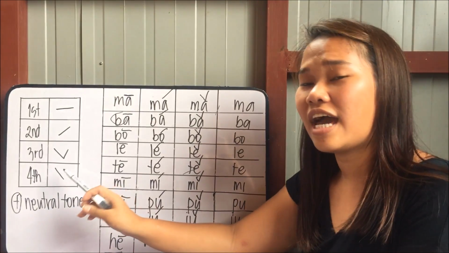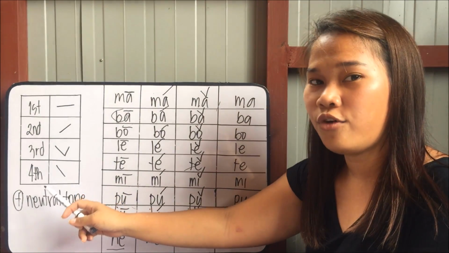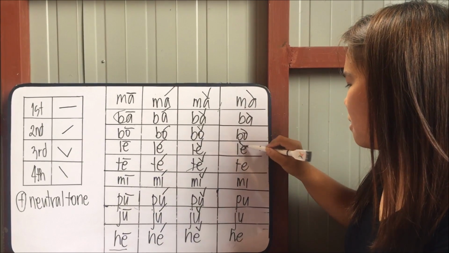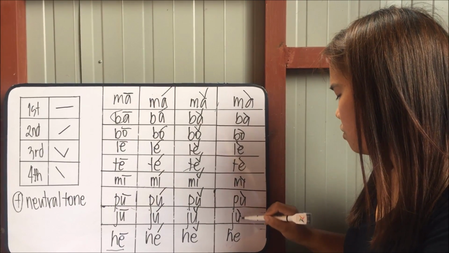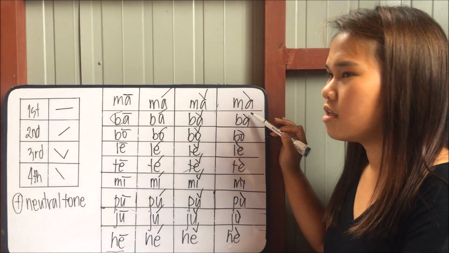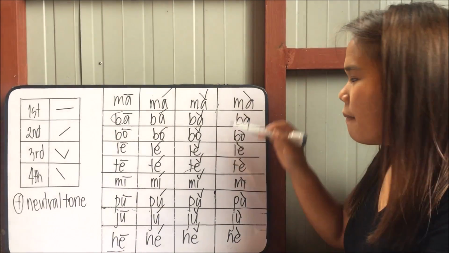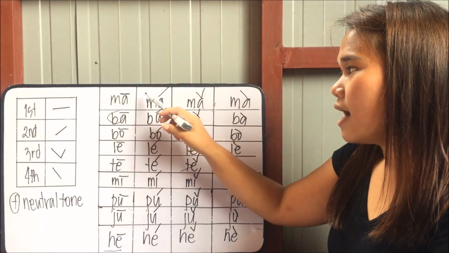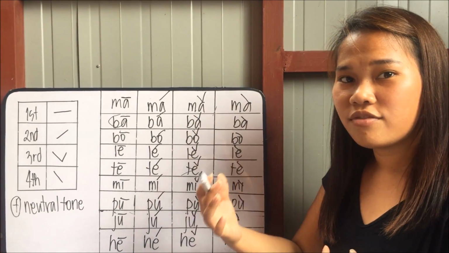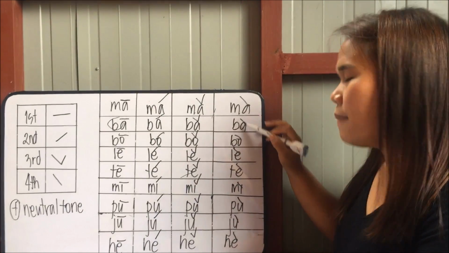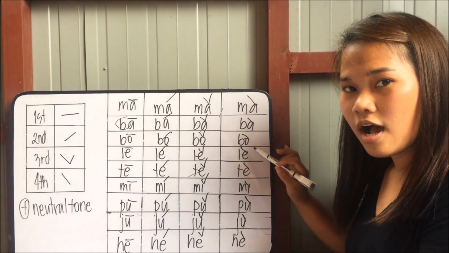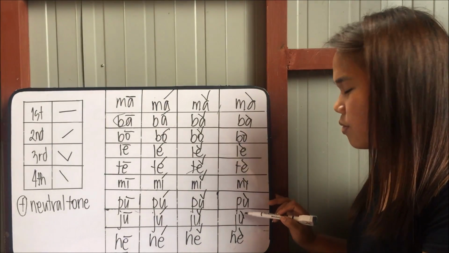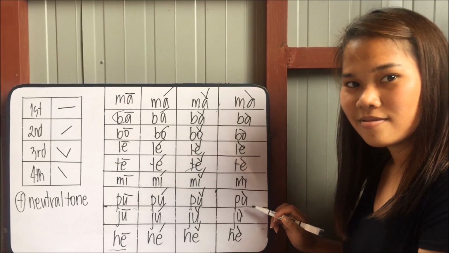And now we have the final tone, the fourth tone, or the falling tone. Let us apply it here. Le, te, mi, pu, ju, he. If we're going to read this, it is ma, ma, ma, ma. Can you distinguish the differences? Okay. Pa, po, le, te, mi, pu, ju, he.